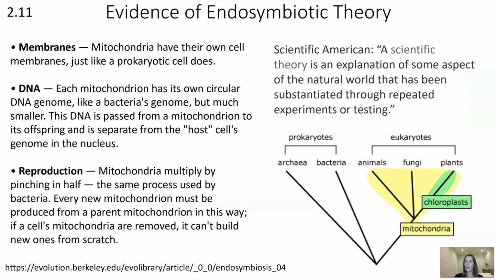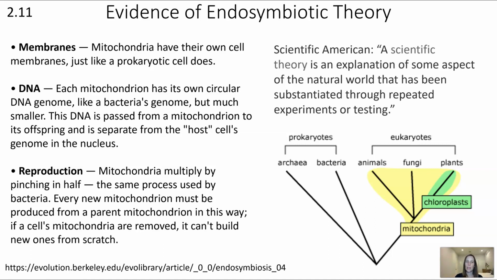So the term theory in science is an explanation of some aspect of the natural world that has been substantiated through repeated experiments or testing. In other words, it is well established and it's based on good evidence. And that is true of the endosymbiotic theory. Some of the pieces of evidence supporting the endosymbiotic theory include looking at membranes, looking at DNA, and looking at reproduction. So in mitochondria and in chloroplasts, those organelles have their own membranes, just like prokaryotic cells do. And this is evidence that they once were, evolutionarily, their own cells.